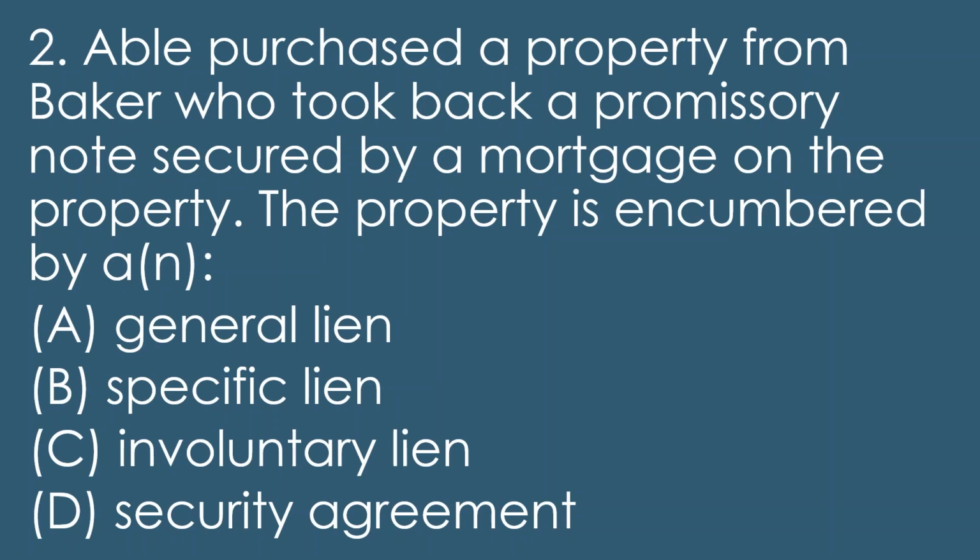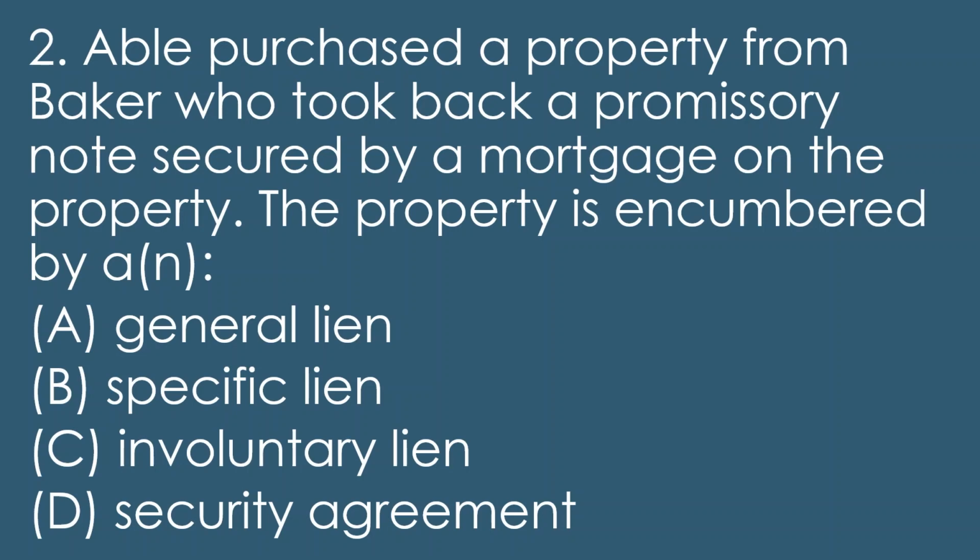Well, let's go through this question. So Abel is the buyer, and he's purchasing a property from Baker, the seller. And to purchase the property, Abel takes back a promissory note, which is the IOU, the evidence of the debt for the loan to purchase the property. But that promissory note really doesn't mean anything if it's not secured by a mortgage or a trust deed. Now, that trust deed or mortgage is the collateral for that debt.